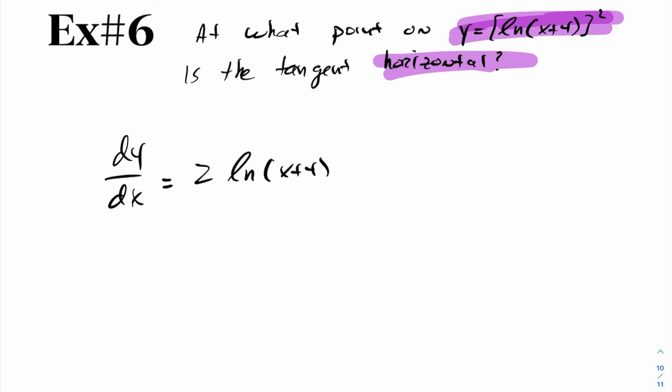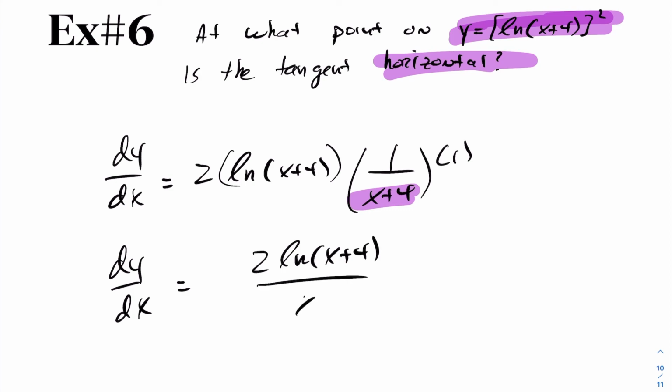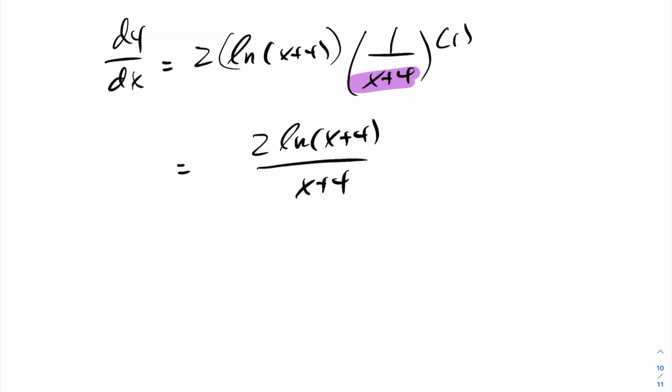So using the power rule, we have 2 ln of x plus 4 times the derivative of the inside, which is going to be 1 over x plus 4 times, chain rule kicks in again, and the derivative of x plus 4, as we just said, was just 1. So therefore, dy dx, in this case, is going to be 2 ln of x plus 4 over x plus 4. We go ahead and set that equal to 0, and now we want to solve. Well, this is equal to 0 at what values? This is equal to 0 where the ln of x plus 4 is equal to 0.